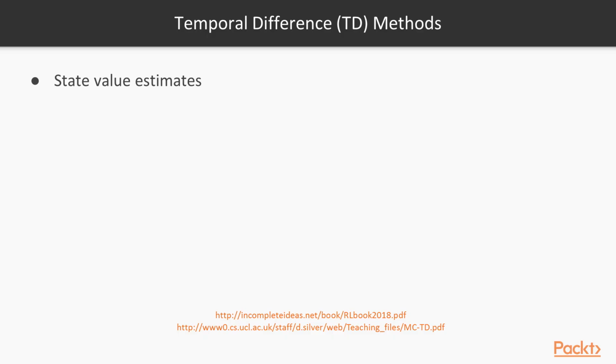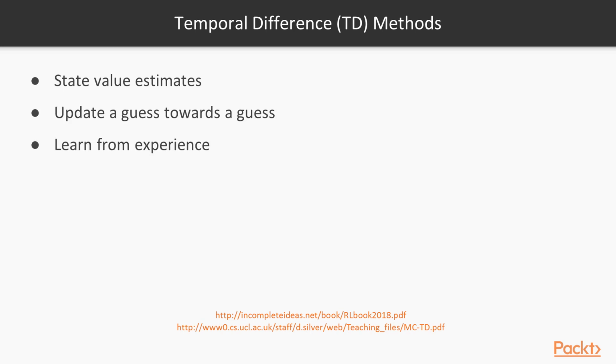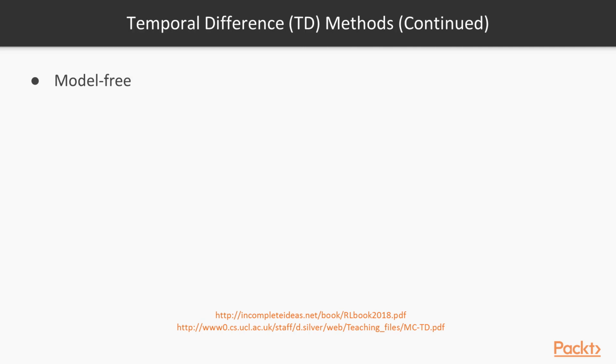TD methods are a way of creating and updating state value estimates. They update a guess towards a guess. They learn directly from episodes of experience. TD methods are model-free. No knowledge of the MDP model's transitions or rewards is needed. They can learn from incomplete episodes by bootstrapping.